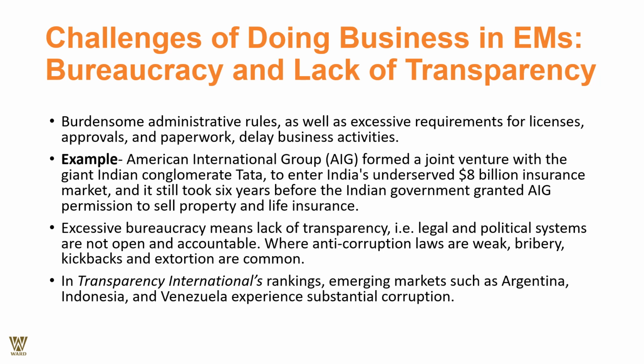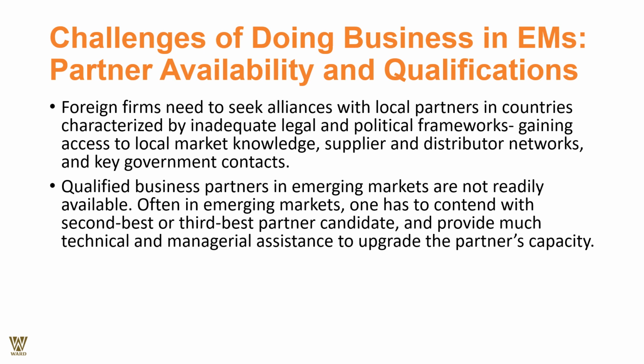Look at the bureaucratic network that needs to be gone through. Approximately 6 years. So excessive bureaucracy means lack of transparency. That is, legal and political systems are not open, not accountable. Where anti-corruption laws are weak, bribery, kickbacks, and extortion are common. We're talking about transparency's international ranking. Emerging markets such as Argentina, Indonesia, and Venezuela experience absolutely enormous corruption issues from time to time. And when I say from time to time, it can feature once every month or a quarter, perhaps.